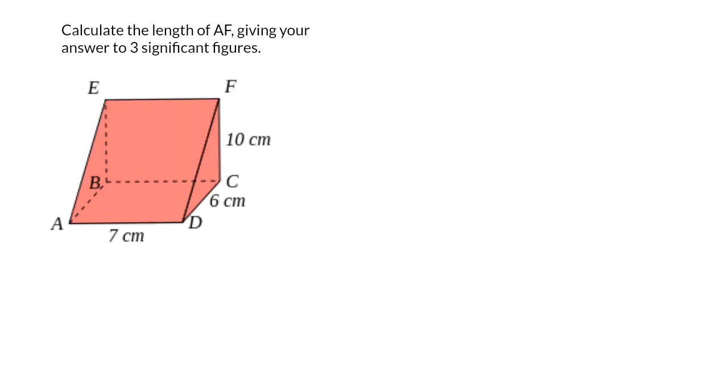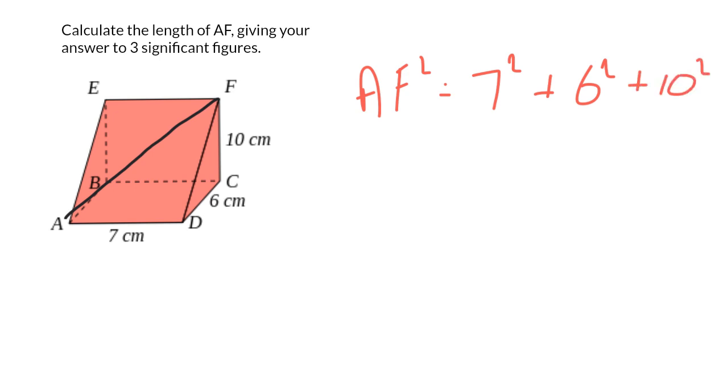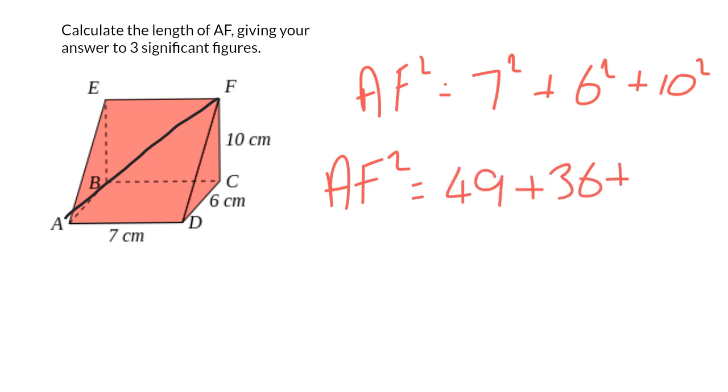Now here we're asked to work out the length of line AF, which is our diagonal here, going front to back again. Now, whilst we've got a triangular prism, we can still calculate it in exactly the same way as what we did with the cuboid. So we've got AF squared would be 7 squared, add 6 squared, add 10 squared. So AF squared is 49, add 36, add 100.